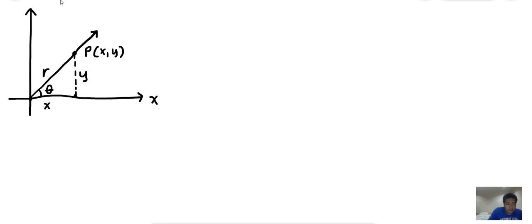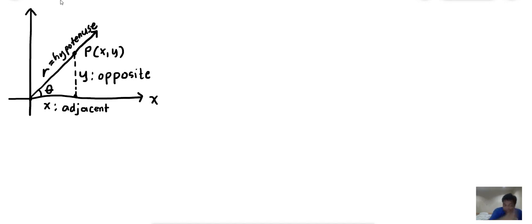Okay, the relationship of theta, the angle, and y, the side, are opposites. So we call y the opposite side. Theta and x are adjacent to each other, so we call x the adjacent side. And r is the hypotenuse.